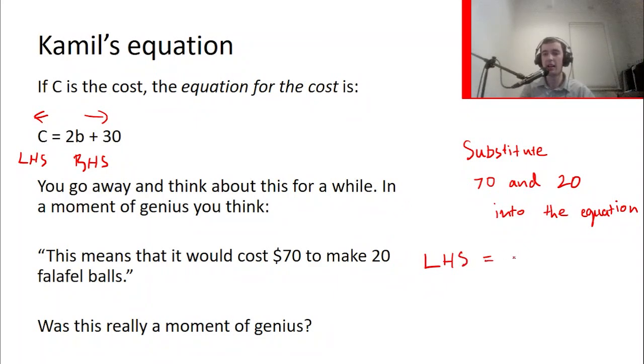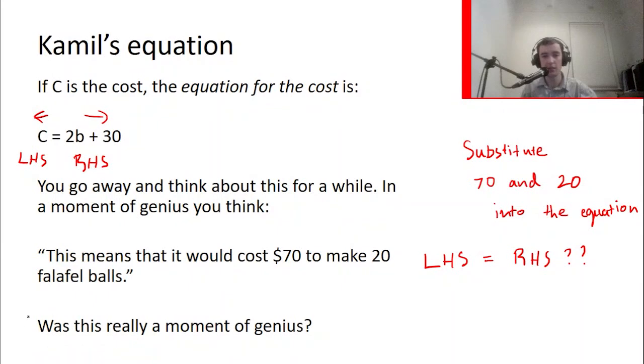So if the left-hand side equals the right-hand side, then it's true. If the left-hand side does not equal the right-hand side, then it's not true. Another way of looking at an equation is it's a rule. The rule says that cost is always equal to 2 times the number of falafel balls plus 30. And if it doesn't obey that rule, then it's not true. All right, so let's see.